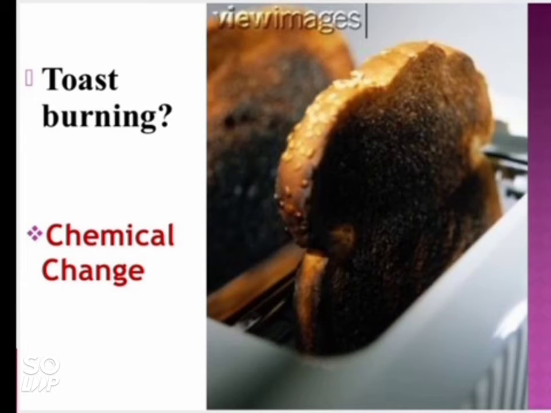Next is toast burning. Toast burning is also a chemical change because it shows temperature change, color change, and the chemical property of the toast is also changed.